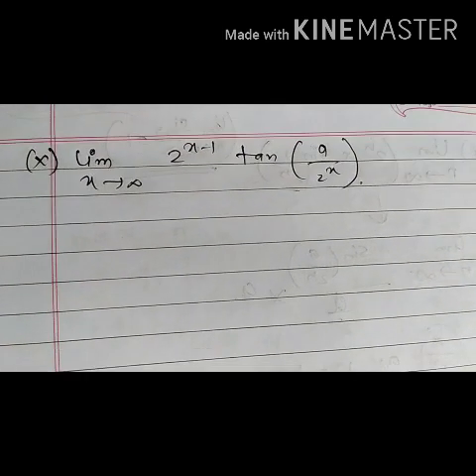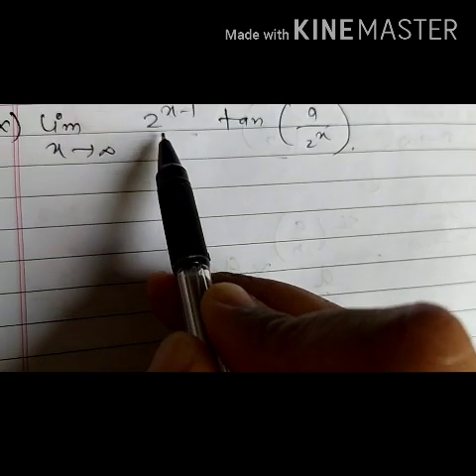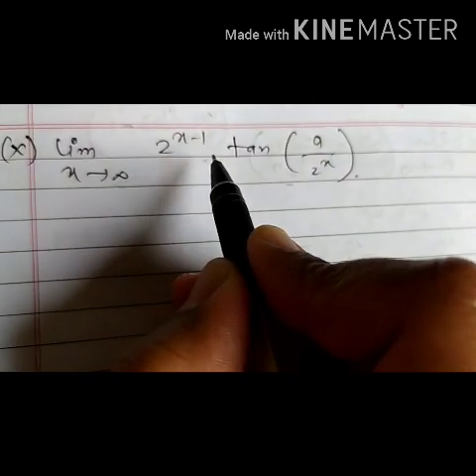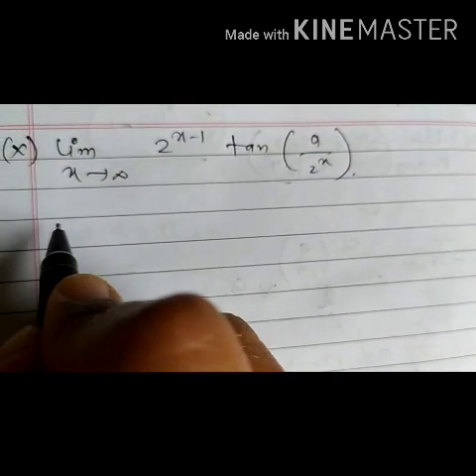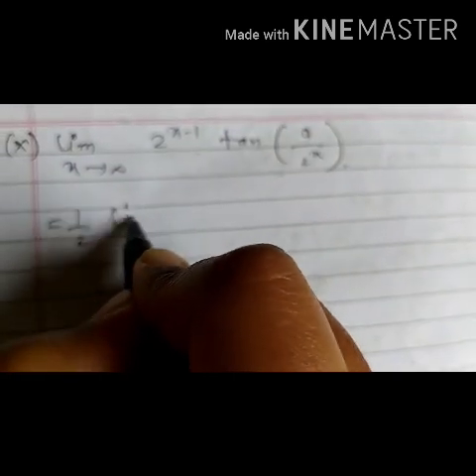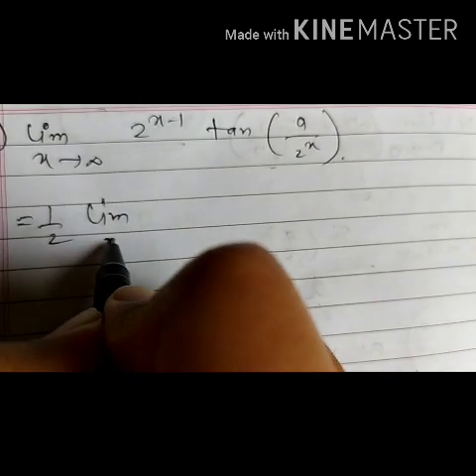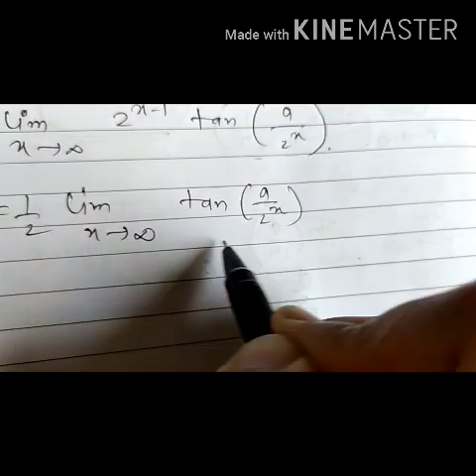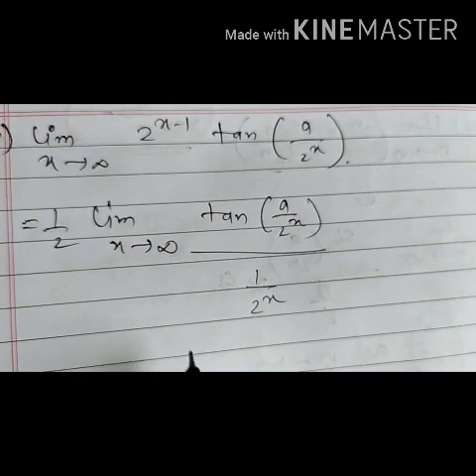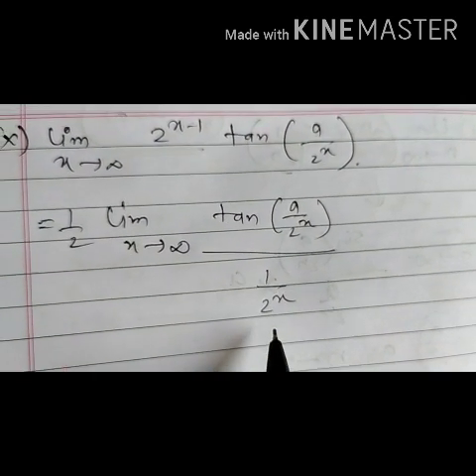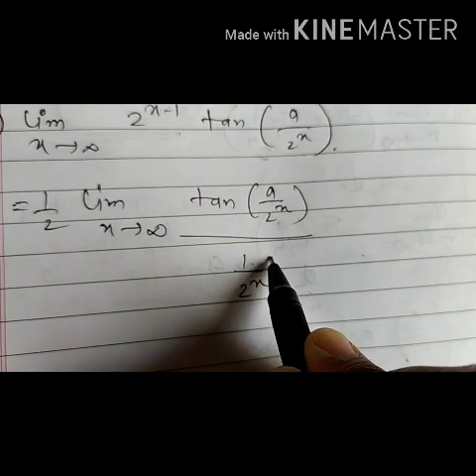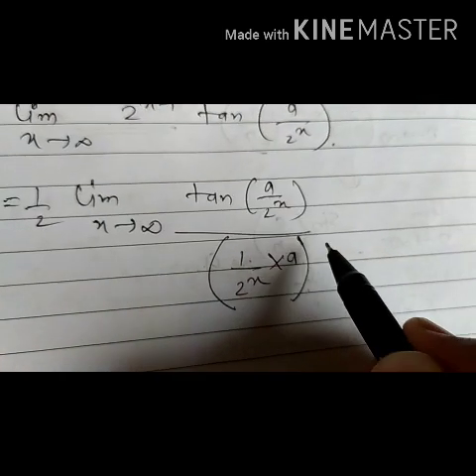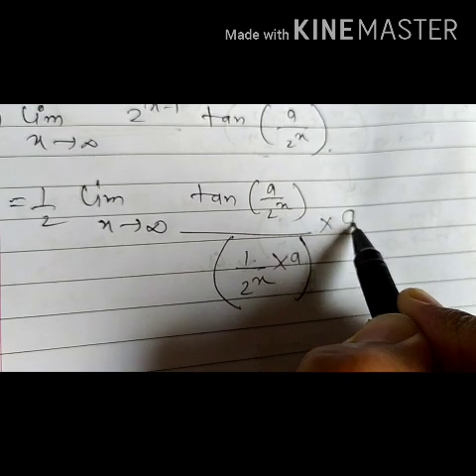Now we have the 10th example, limit x tends to infinity 2 raised to x minus 1 into tan of a upon 2 raised to x. Now students, 2 raised to x minus 1 means 2 raised to x upon 2. So we can write this 1 by 2 as it is. So limit as x tends to infinity tan of a by 2 raised to x upon 1 upon 2 raised to x, because 2 raised to x we can write as 1 upon 2 raised to x, as we have seen in the previous example, and we need a, so we'll multiply by a in the denominator. Okay, so for balancing again we'll multiply and divide by a.